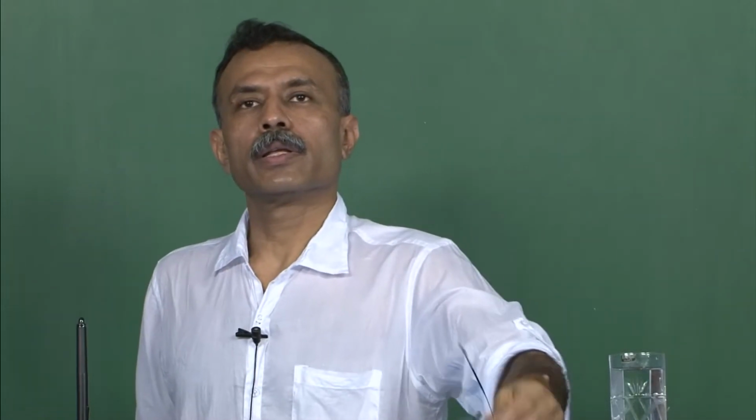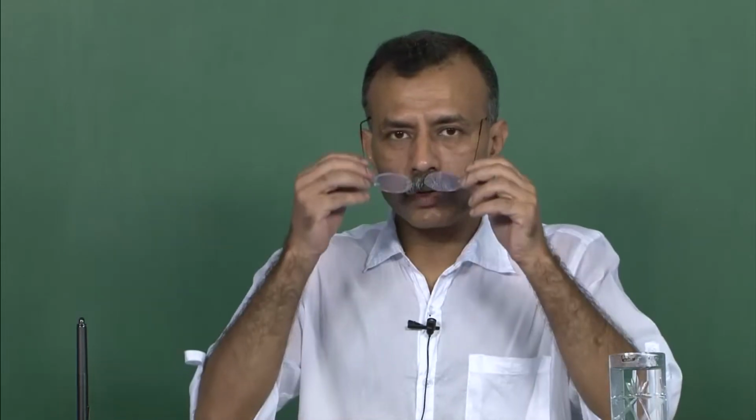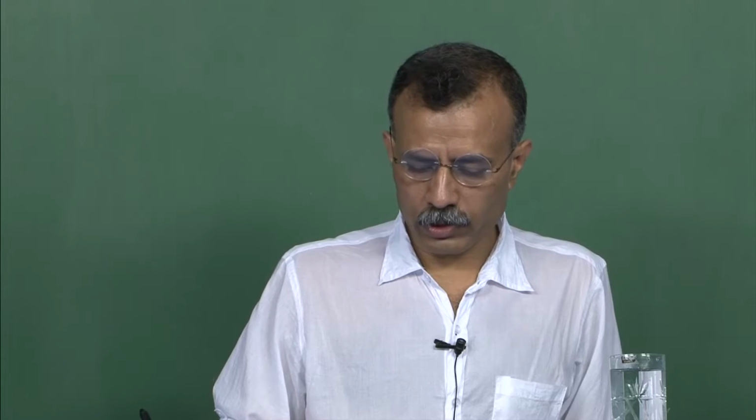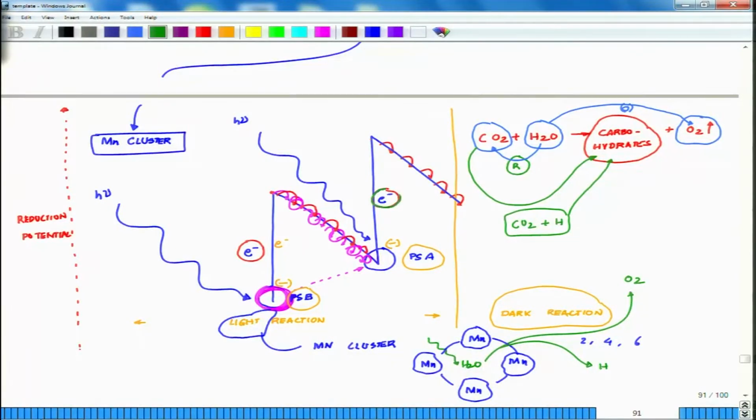So, welcome back to the lecture series on application of nanotechnology in agriculture. In the previous class I was talking to you about the manganese cluster. I showed you the scheme of photosynthesis and told you that there are two photosystems, photosystem A and photosystem B. Both receive light and both eject out an electron, and while ejecting out the electron, photosystem A as well as photosystem B gets oxidized because you are giving away an electron.